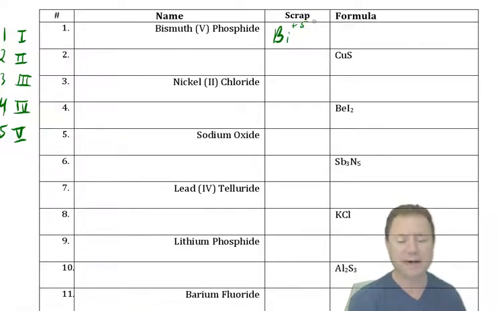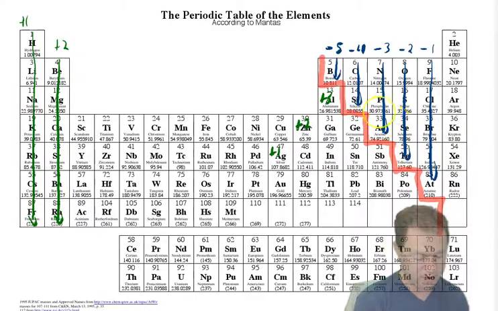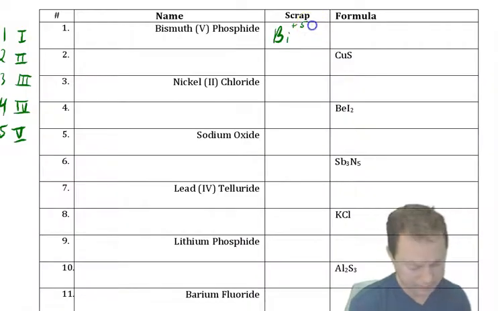Phosphide. Phosphide comes from phosphorus. Okay, phosphorus is over here. It's number 15. It's in the -3 category or column. So it's a P, -3.